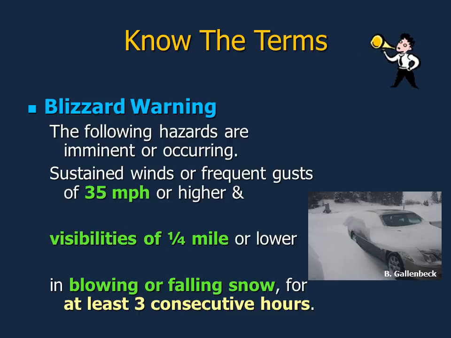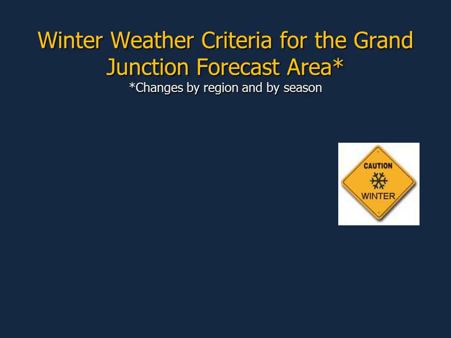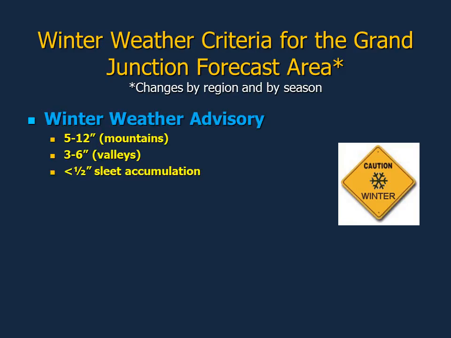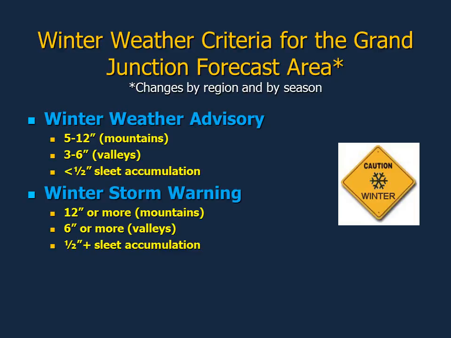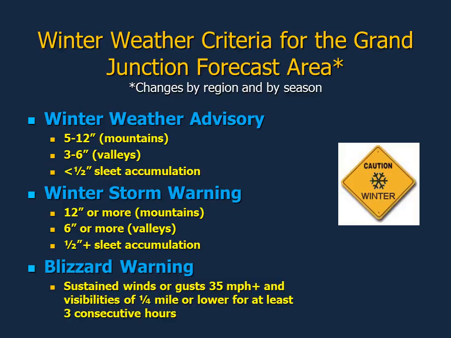A blizzard warning means that sustained winds or frequent gusts of 35 miles per hour or higher and visibility of 1/4 mile or less from blowing or falling snow is expected to occur for at least 3 consecutive hours. A blizzard will highly impact travel. Alright, so here's a little review of the past few slides. We talked about a winter weather advisory, a winter storm warning, and a blizzard warning. These can all be issued for cumulative snow amounts, sleet amounts, or blowing snow.